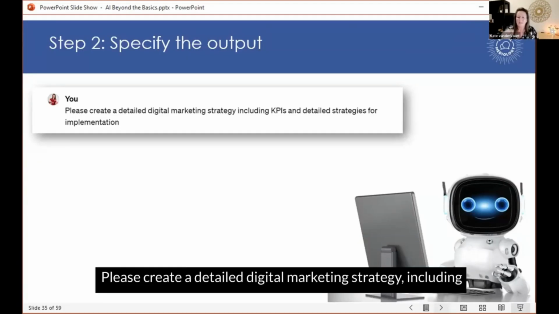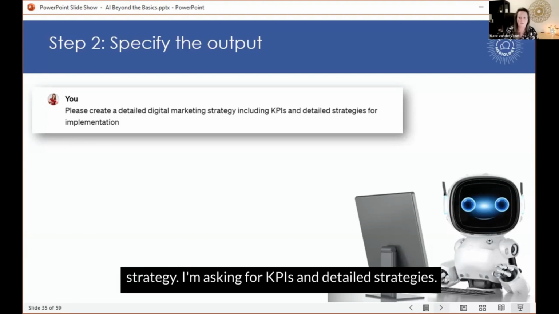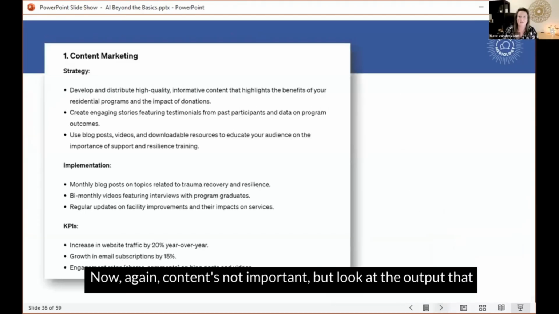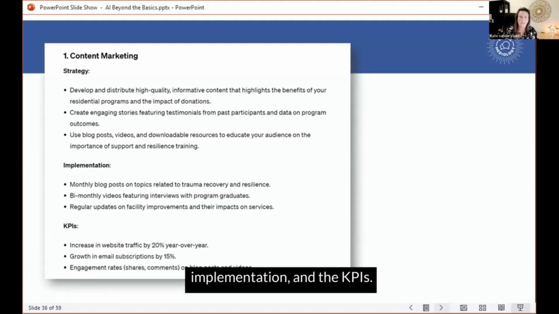Please create a detailed digital marketing strategy, including KPIs and detailed strategies for implementation. So I'm going deeper. I don't just want the high-level strategy. I'm asking for KPIs and detailed strategies. Now, again, content's not important, but look at the output that it's given me. It's given me content marketing. It's given me the strategy, the implementation, and the KPIs.